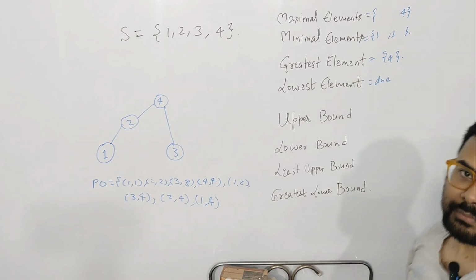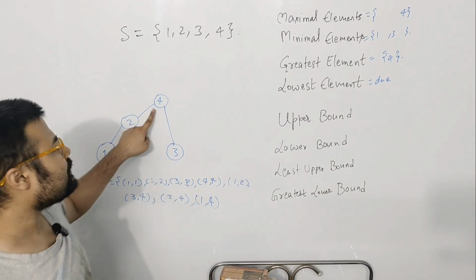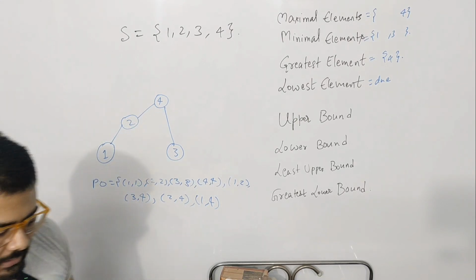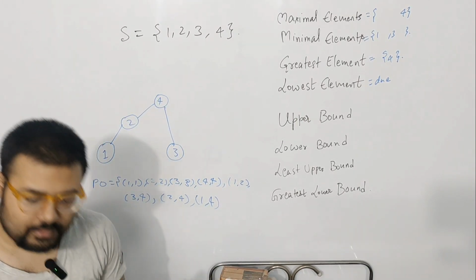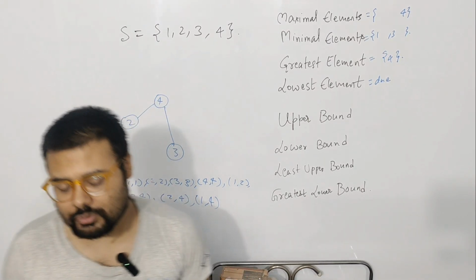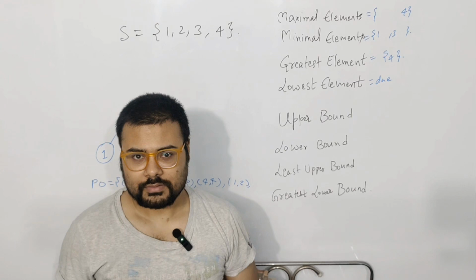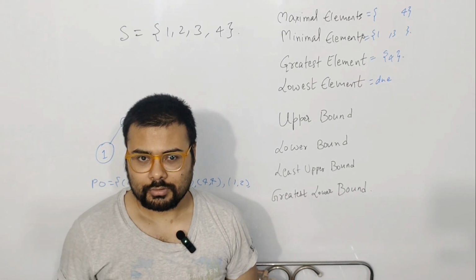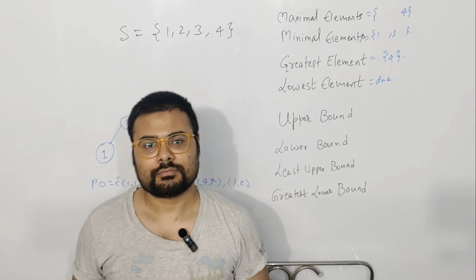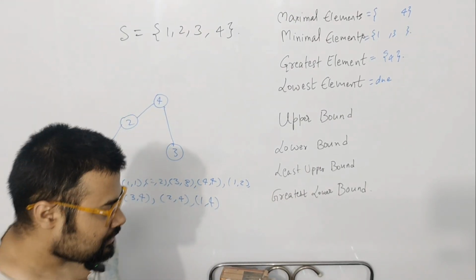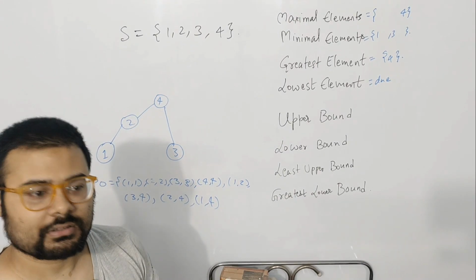So now your greatest element exists. When you have a unique maximal element, what do you conclude? If the question is that there is a unique maximal element, you conclude that that is the greatest element. What I mean to say is that it will always happen that a unique maximal element is the greatest element.